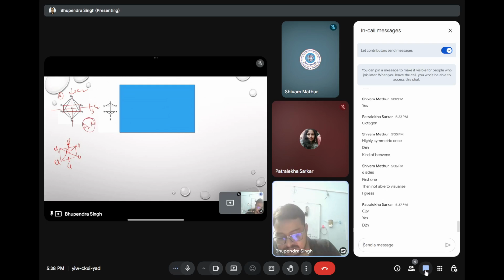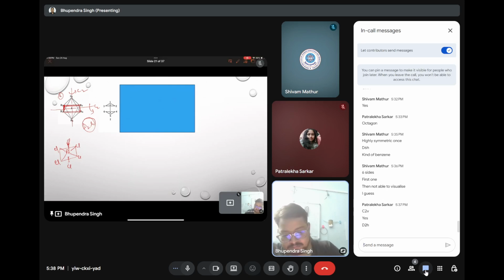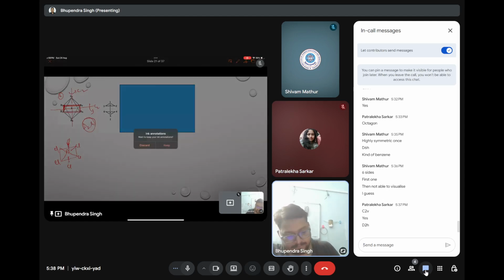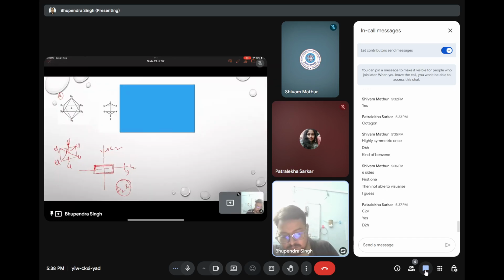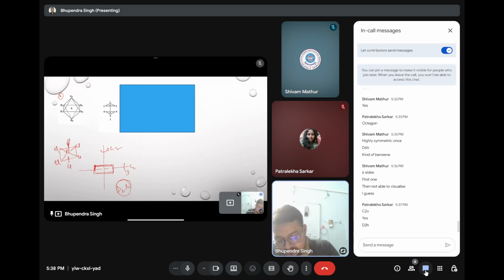Then consider this is not a rectangle. These sides are equivalent. These and these. Now try to find out the point group.